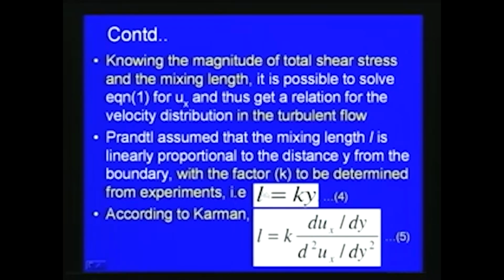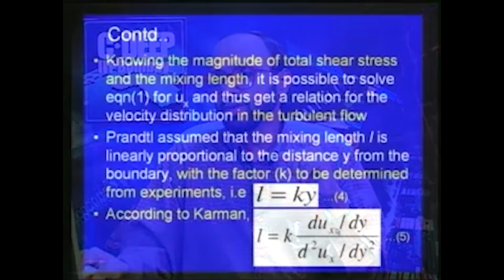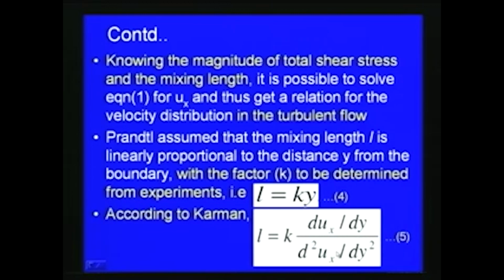So, finally, he put forward by using this linear proportionality, putting L is equal to kappa into y, where kappa is the Karman's constant which we have already seen. So, the mixing length L is equal to kappa into y as in equation number 4. As we have in Karman's approach which we have already seen earlier, von Karman showed that the mixing length L is also equal to kappa into du x bar by dy divided by d square u x bar divided by dy square as shown in this equation number 5.